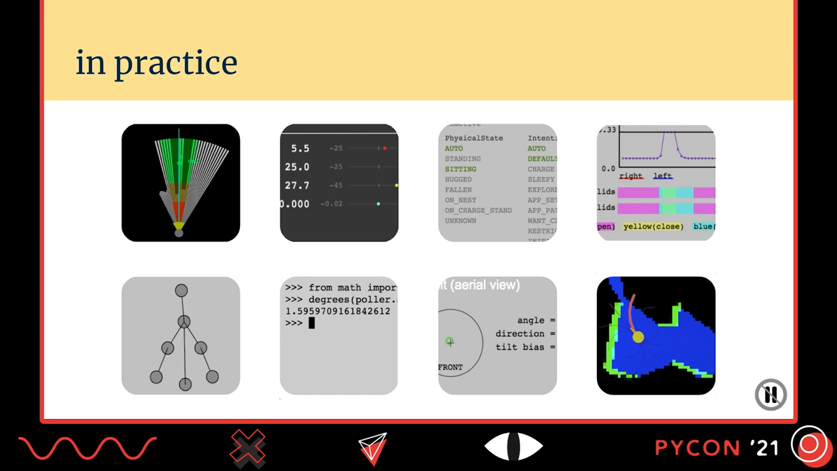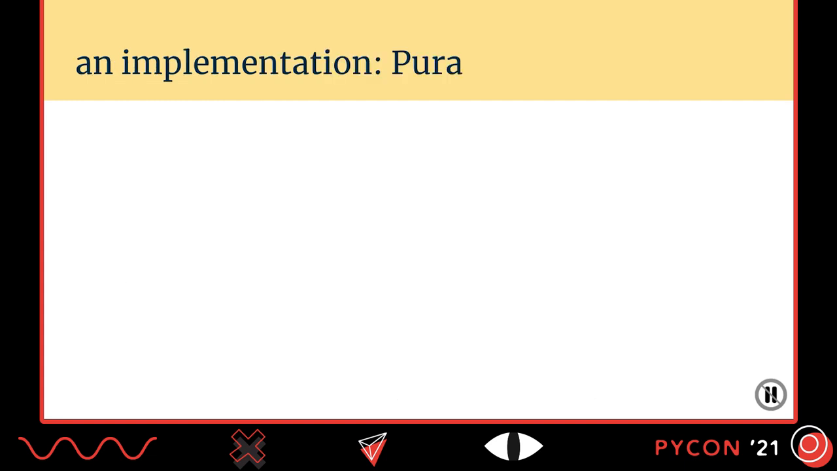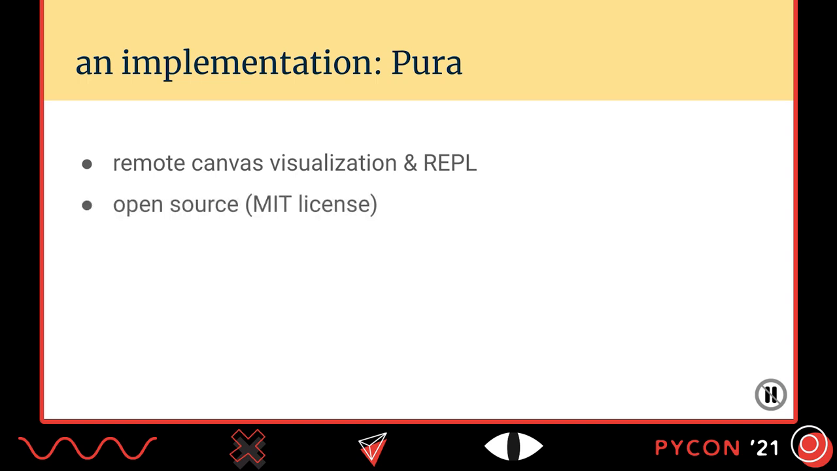And guest developers on our team have even contributed visualizations. And that speaks to having enough simplicity there for doing that. So our implementation is called Pura. And it provides these remote canvas visualizations as well as the REPL. It's liberally licensed, so you can embed it into your program. An important principle of Pura is if a visualization doesn't have an observer, there's no runtime overhead. And that's very important. You don't want to interfere with the normal production behavior of your application.